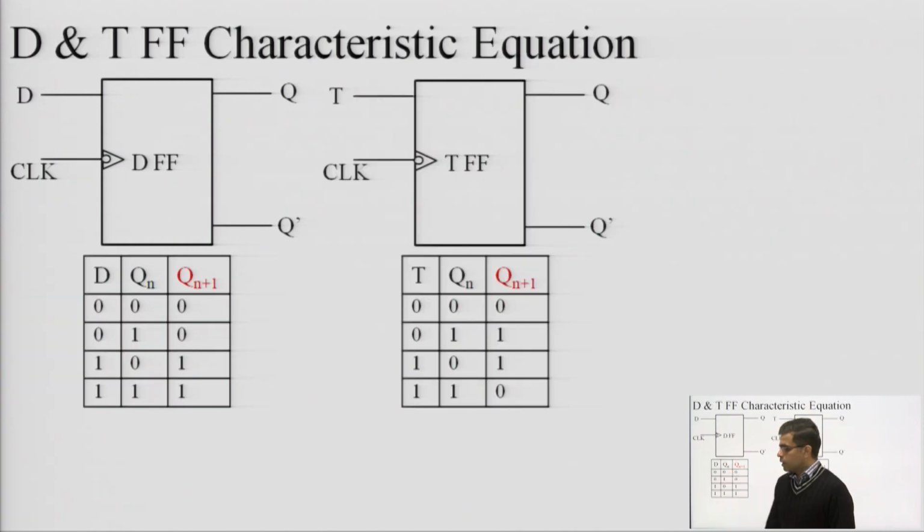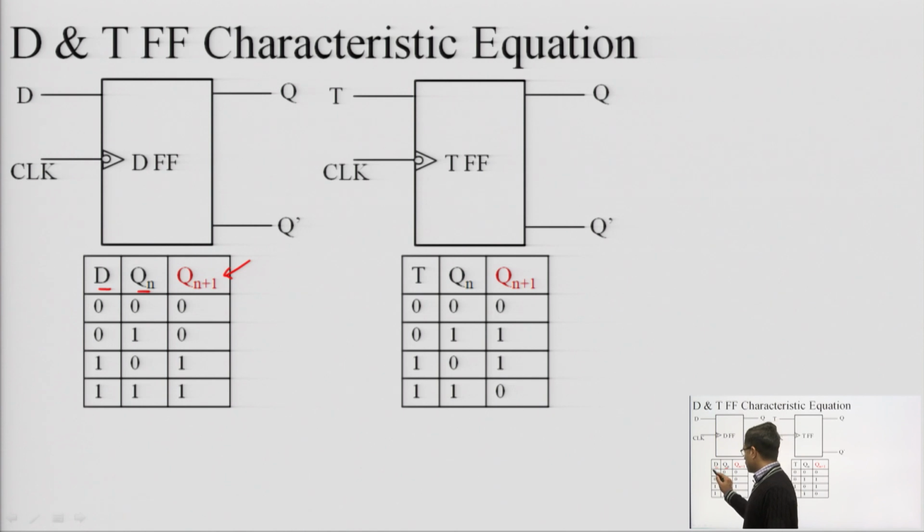Now, let us proceed with the D and T flip flops. These D and T flip flops are derived from the SR and JK only. D flip flop says that whatever is the input, it will be available at the output. So, the characteristic table of the D flip flop becomes very simple. D is the input and Q n is the previous output, and this Q n plus 1 expression I have to calculate.